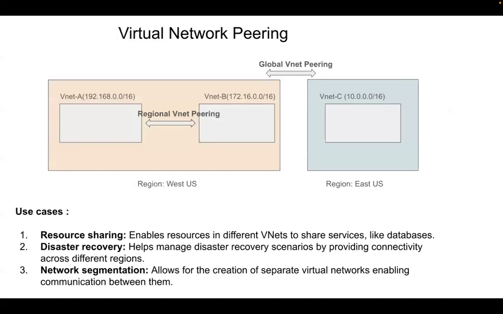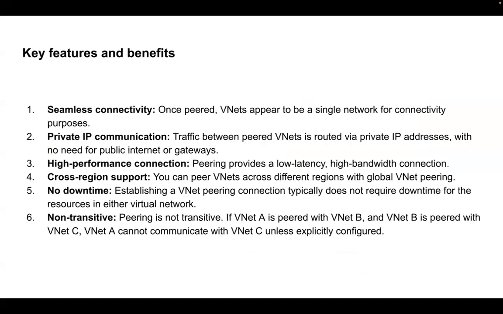So what they are saying in non-transitive is that if you have established a connection between VNet C and VNet B, and you have established a connection between VNet A and VNet B, A and B can communicate because there is a peering, and between B and C there is a peering. But that doesn't mean VNet A can directly communicate with VNet C, because there is no peering established. So that is what non-transitive is.